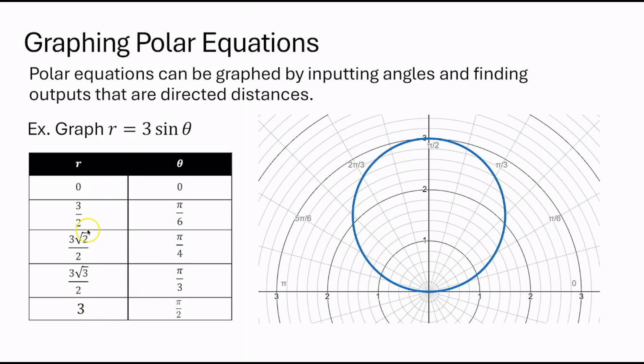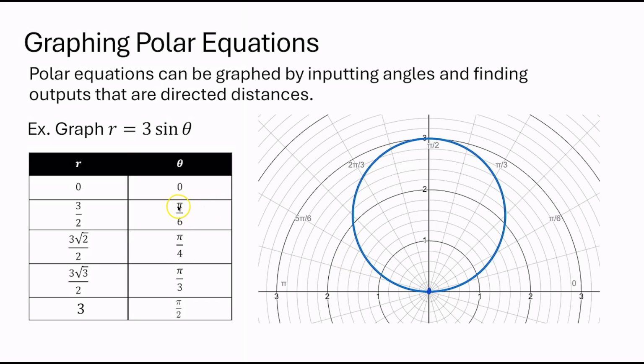After you create this table, you have a bunch of polar coordinate points, and then we can plot those points, which has been done over here for us already. So the graph of r equals 3 sine theta looks like this circle here. And so we could think about the polar coordinate (0, 0). We go to the angle 0, and we wouldn't go anywhere at all. So that is going to be this coordinate point here.